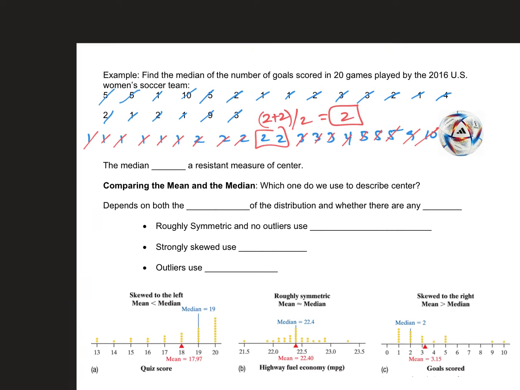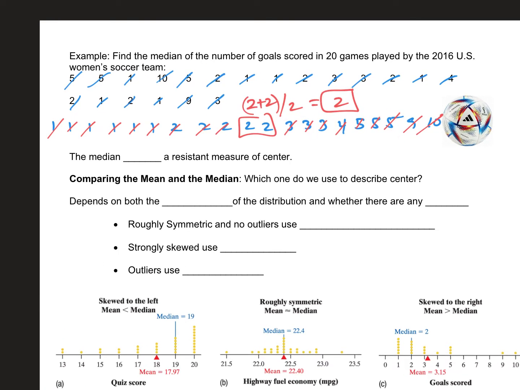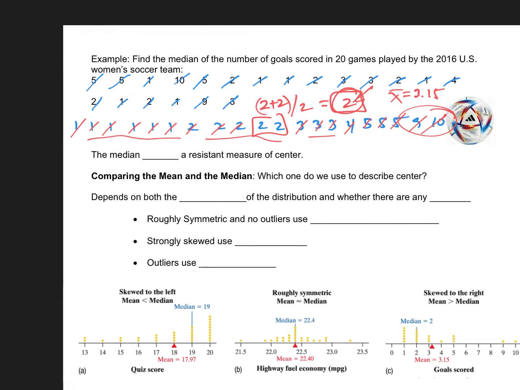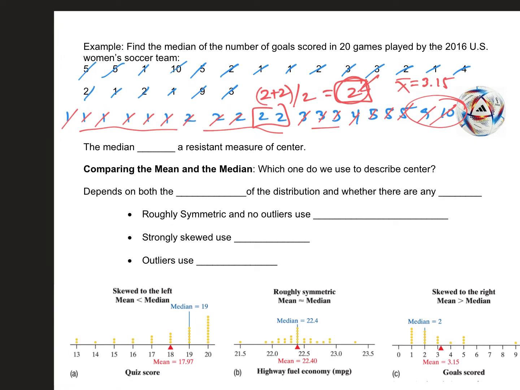And if we were going to describe this using center, we'd probably want to choose the median because that's typical of what happens. So there's some 1s, there's some 2s, there's some 3s. These 9 and 10 made our average go up to 3.15, which was a lot more than we would expect. We would probably expect them to score about 2 goals per game. So it's the typical measure here.